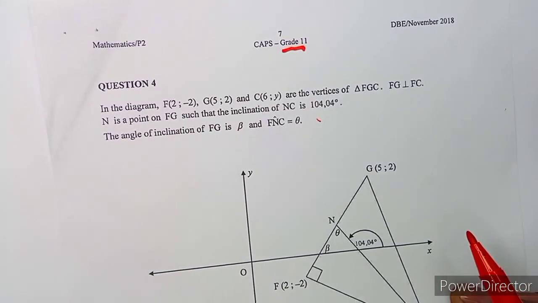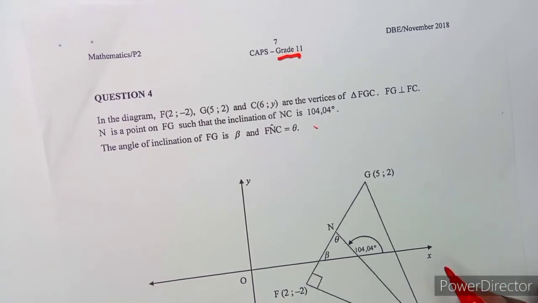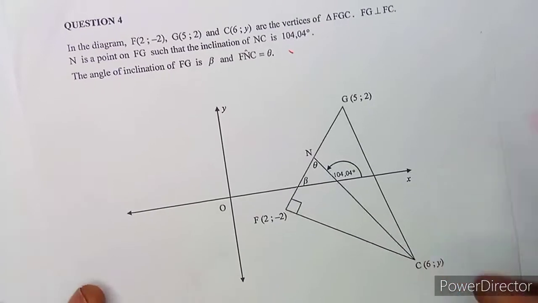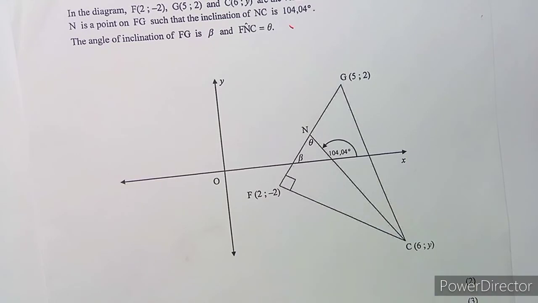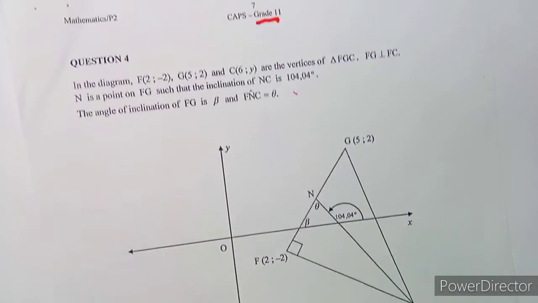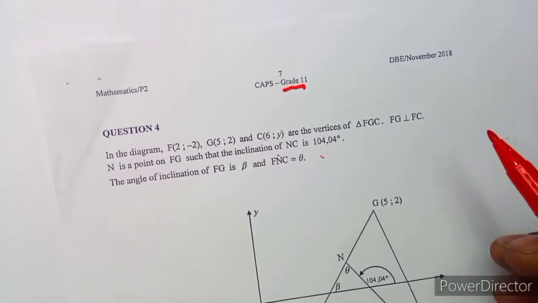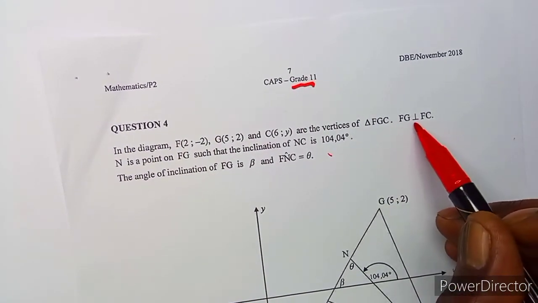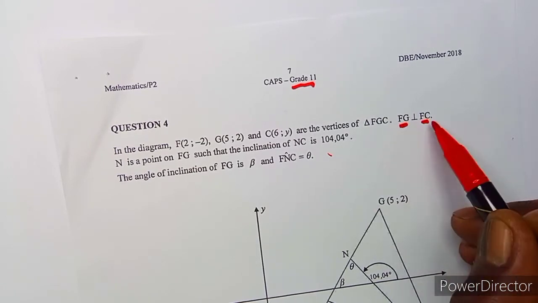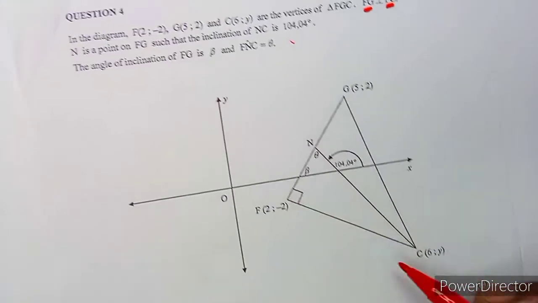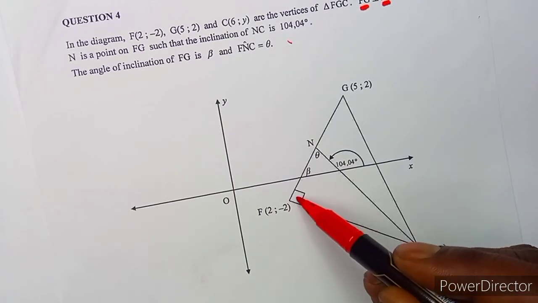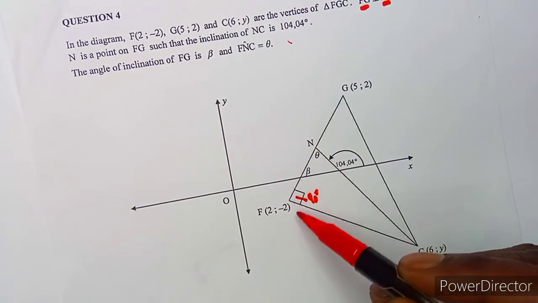Quickly rushing through the first question, question number 4, we are given a diagram. Whenever you're given a diagram, make sure you understand the information on it and also the formulas you're going to apply. You've got the vertices and the given information. We are given that FG is perpendicular to FC. FG and FC are perpendicular, which means from F, between G and C, we've got 90 degrees, this right angle here.